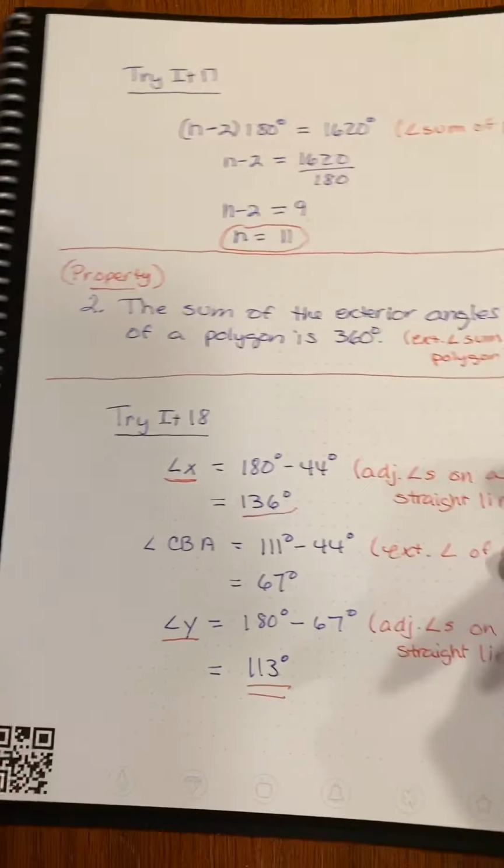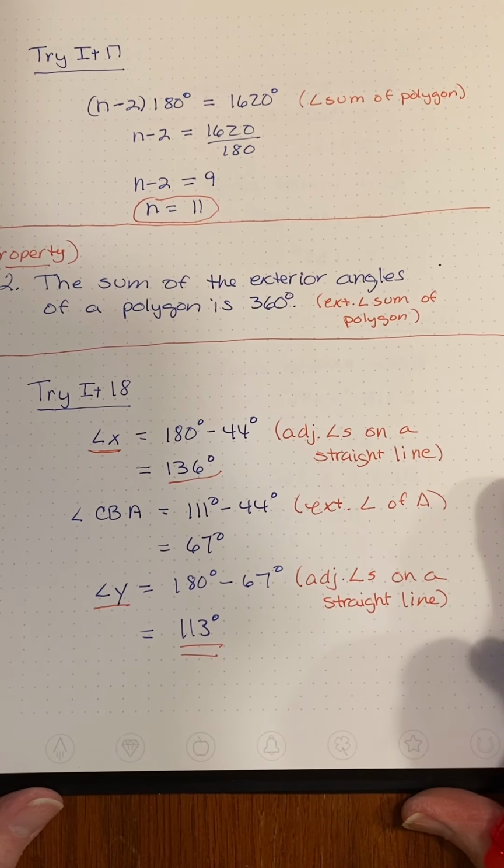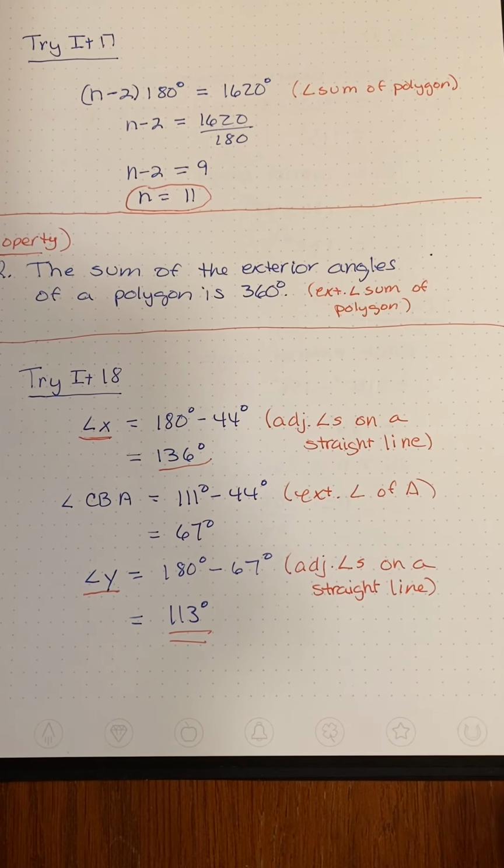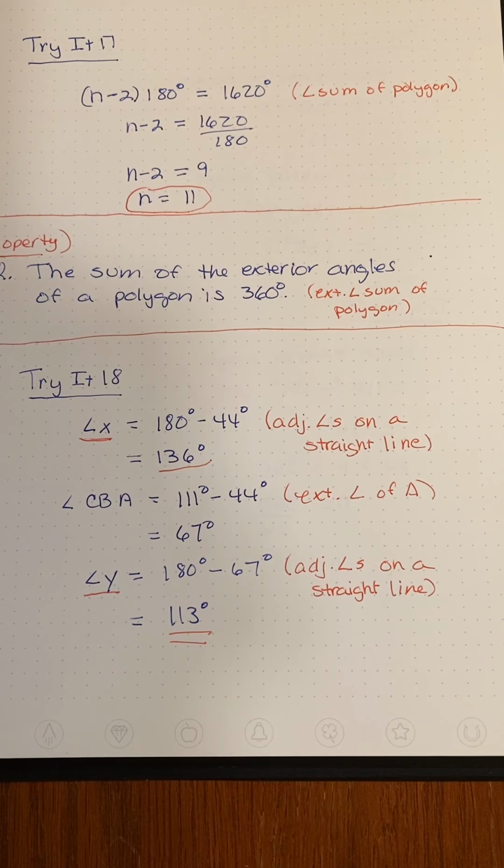Continuing on with Try It 17. Let's see here, am I all in focus? I think so. So Try It 17 states, the angle sum of the interior angles of an n-sided polygon is 1,620 degrees. Find the value of n.